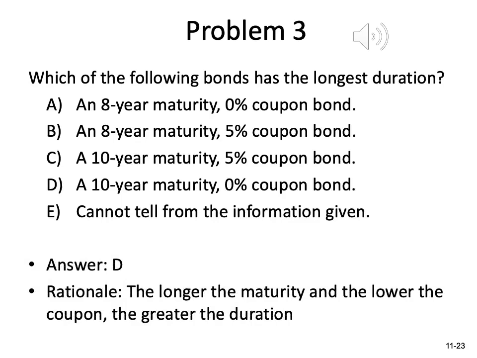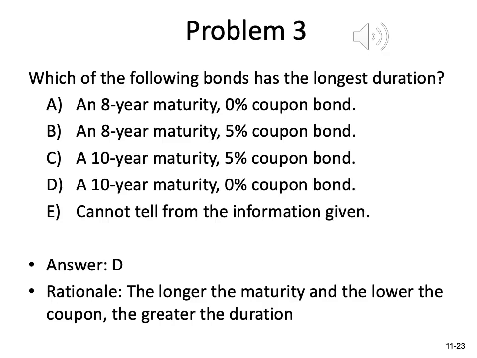In this, which of the following bonds has the longest duration? Well, as I mentioned before, the duration is very close to the time to maturity. So we have 8-year and 10-year maturity bonds. The 10-year maturity bond will have a higher duration because their duration will be a number very close to 10. So we're comparing C and D.